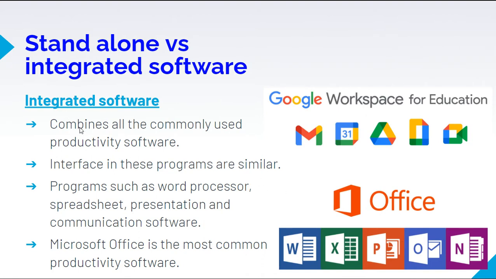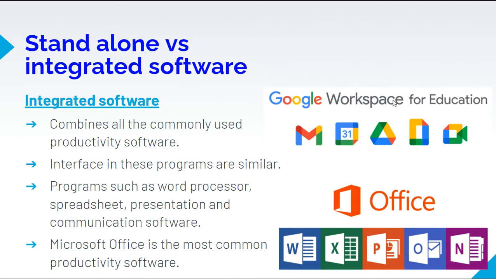So integrated software combines all the commonly used productivity software. The interface in these programs are similar. Programs such as word processors, spreadsheet, presentation, and communication software would be available in the package. Microsoft Office is the most common productivity software. Microsoft Office would include Word, Excel, PowerPoint, Outlook for email. OneNote is their sort of program you can use for working with your notes and stuff.